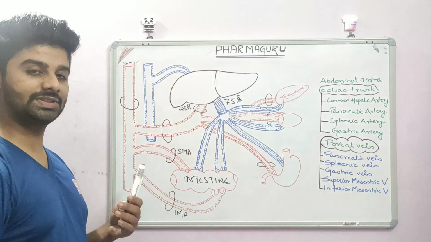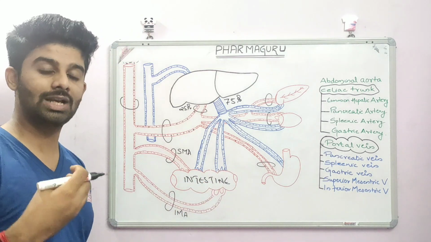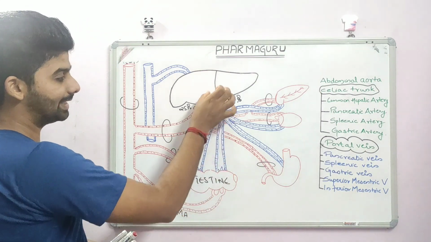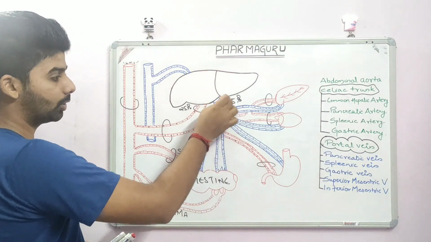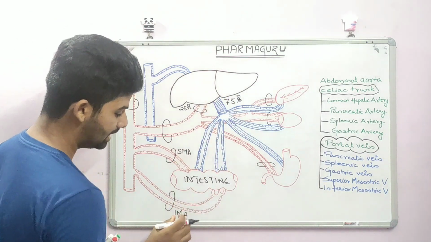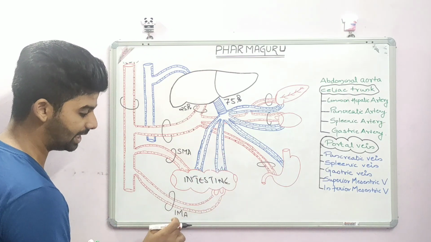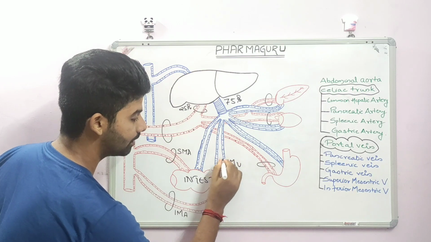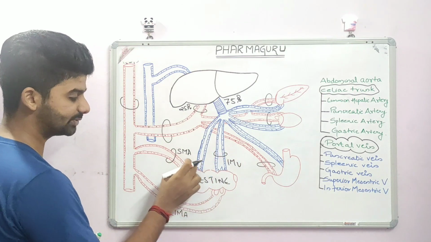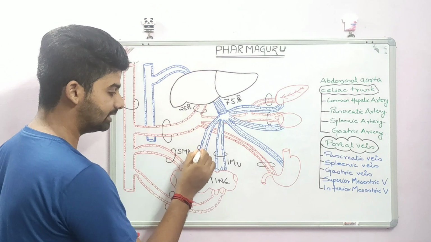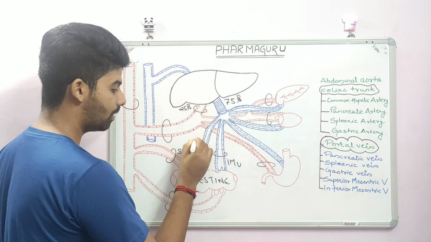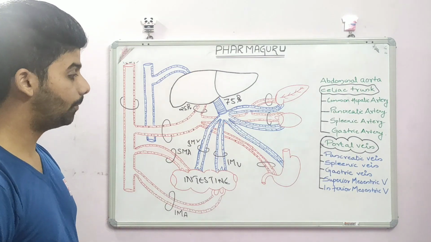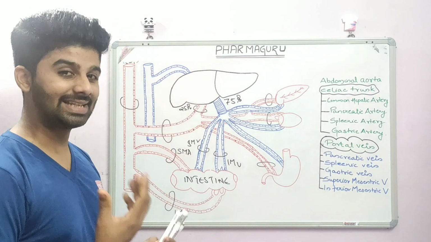I'm writing it as intestine, but it involves everything, that is the small intestine, your large intestine, your colon, rectum, everything. So, from the intestine, the veins that carry the blood to the portal vein is the first one. See, this vein is close to the inferior mesenteric artery, so it will be the inferior mesenteric vein. And this vein is close to the superior mesenteric artery, so it is the superior mesenteric vein. Done. Now, we will see what each vein carries.